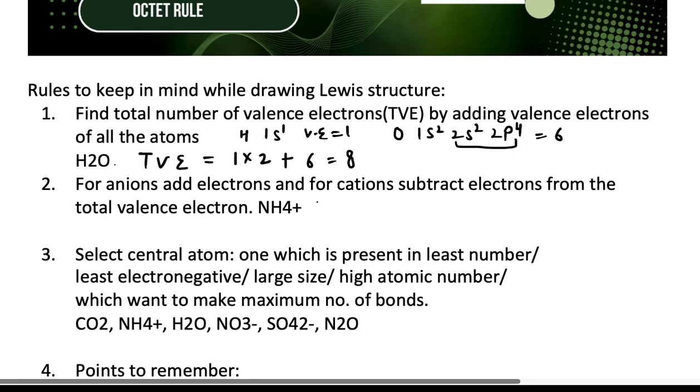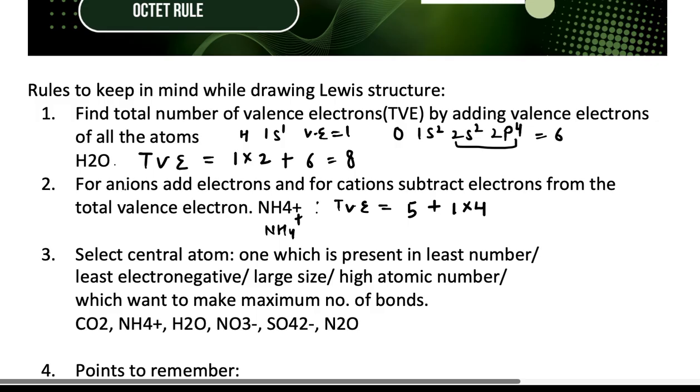For ammonium ion, total valence electron would be, for nitrogen, the configuration of nitrogen is 1s2, 2s2, 2p3. That is, the valence electron is 5 for nitrogen. Plus for hydrogen, it's 1. Since 4 hydrogens are there, therefore 1 multiplied by 4, and a plus charge is there. We actually show ammonium like this. We represent it like this, right? So a plus charge is there.